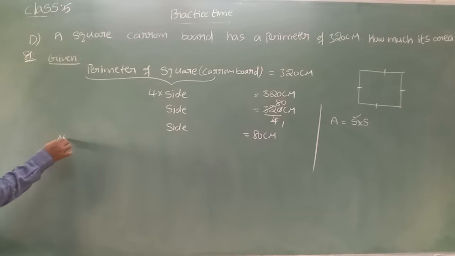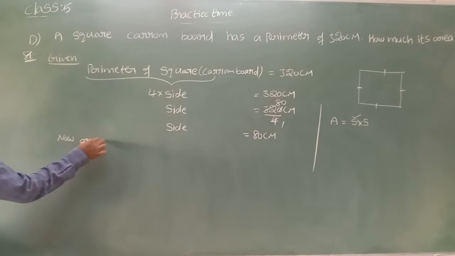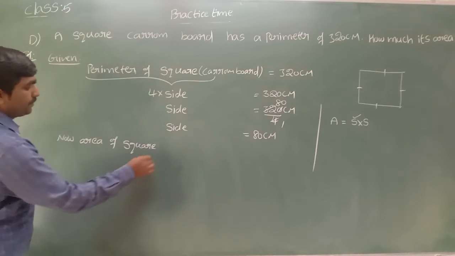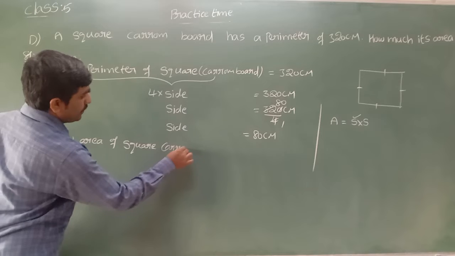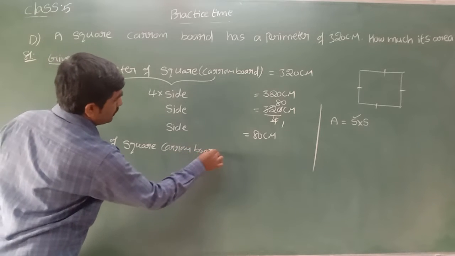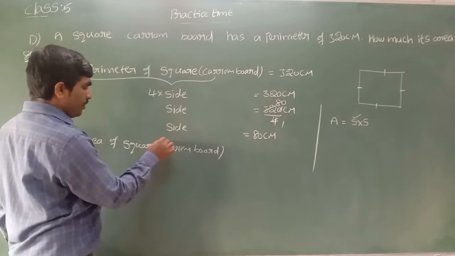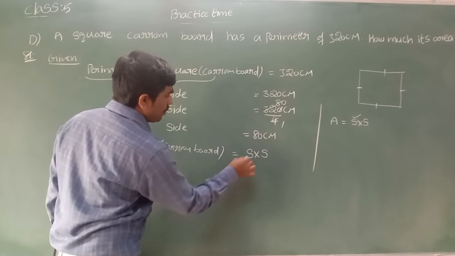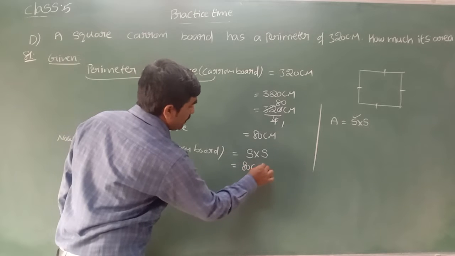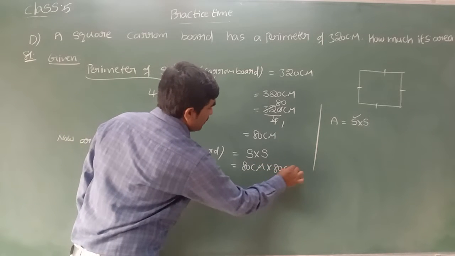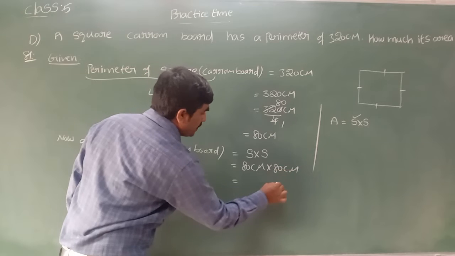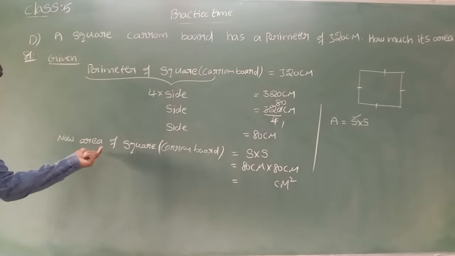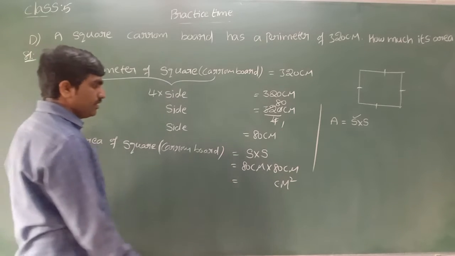Yes. Now we'll write the area of the square carom board. Area of the square carom board is equal to... What is the formula to find the area of a square? Side into side. So how much did I get for the side? 80 centimeters into 80 centimeters. Centimeter into centimeter we can write as square centimeter. As I said, the units of area are square units.